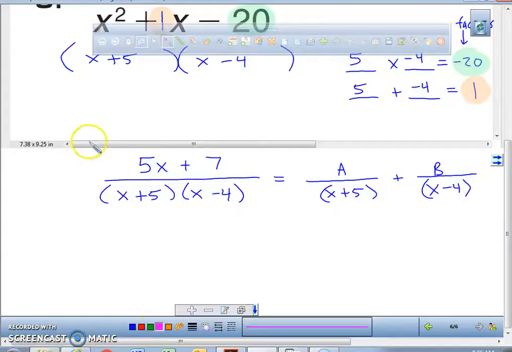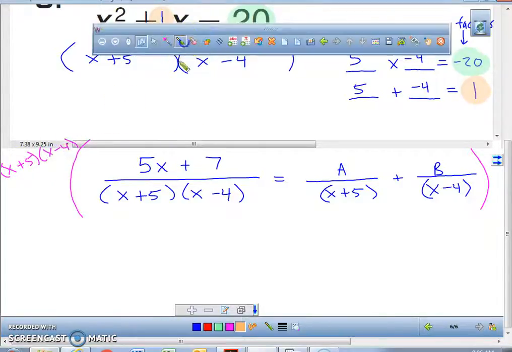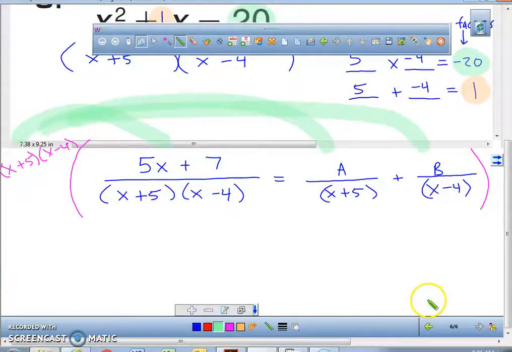After you have that down, you're going to take this whole equation and multiply every single thing by x plus 5 and x minus 4. So we're going to take this and distribute it to every single term. I'm not going to write everything out. I want you guys to look carefully.